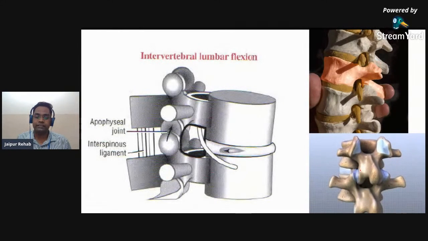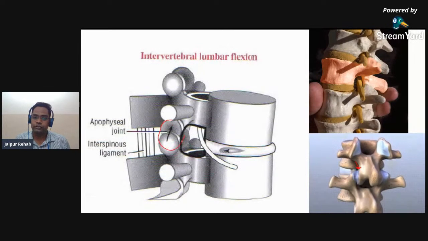You can see that this is the inferior facet of the superior vertebra. In flexion it is going superior and anterior, and in extension it is coming back posterior and inferior, right? So you can see it here, you can see it here also. And this was a very small, beautiful video I just saw, so I thought I should share it with you. Right. So this is something you need to learn here.